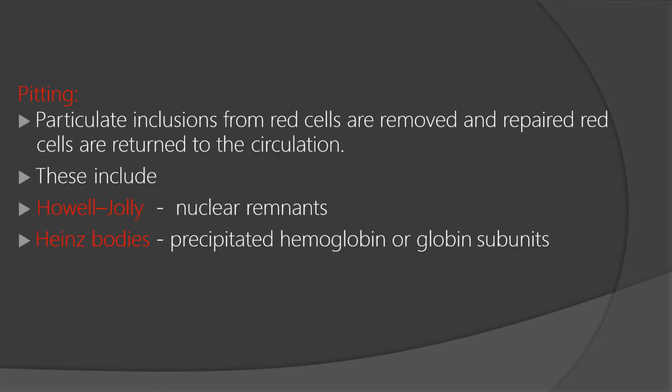Pitting. Particulate inclusions from red cells are removed and repaired. Repaired red blood cells are returned to the circulation. In the process of pitting, they can form Howell-Jolly bodies, that is nuclear remnants, or Heinz bodies, precipitated hemoglobin or globulin subunits.